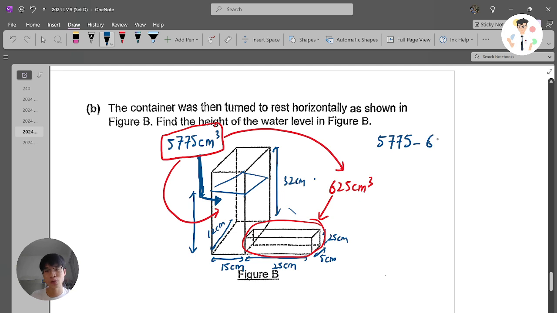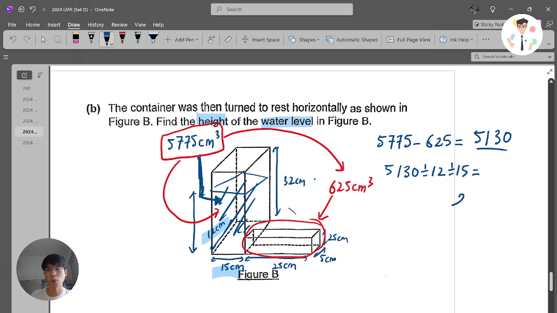5755 minus 625, and the volume of water that is left here in this tank would be 5130. Okay, means that the volume of water here in this part only is 5130. And if I want to find the height of the water level, I just need to divide by what? The base area, which is 15 times 12. So my last step, 5130, divide by 12, divide by 15, and that gives me 28.5 cm.